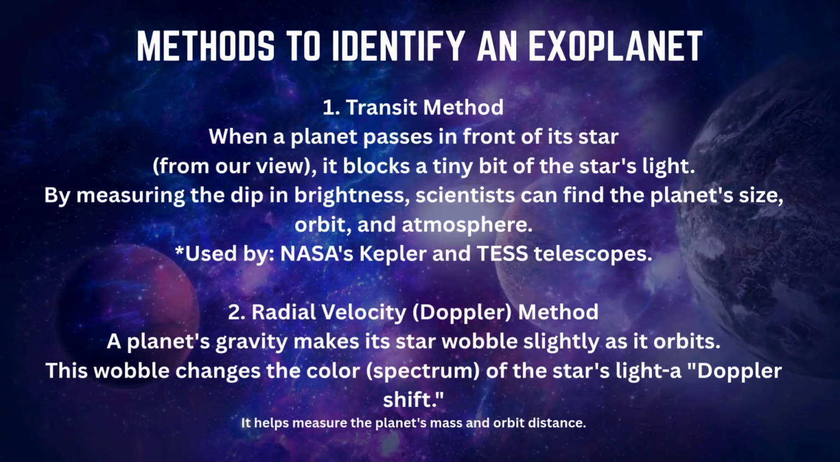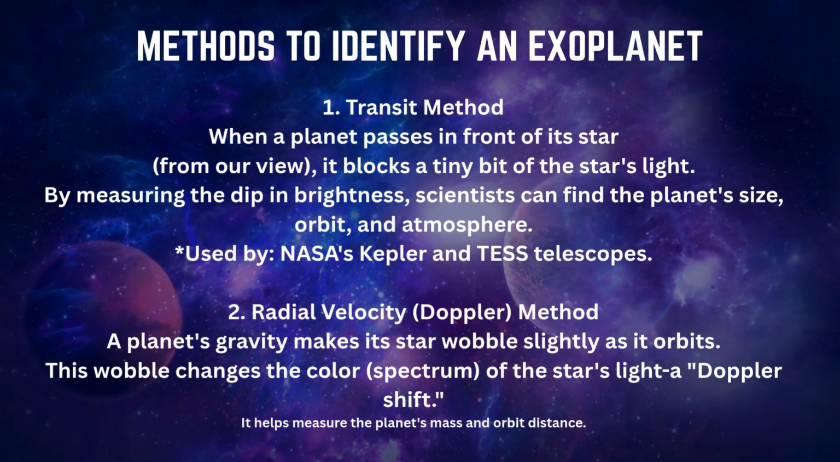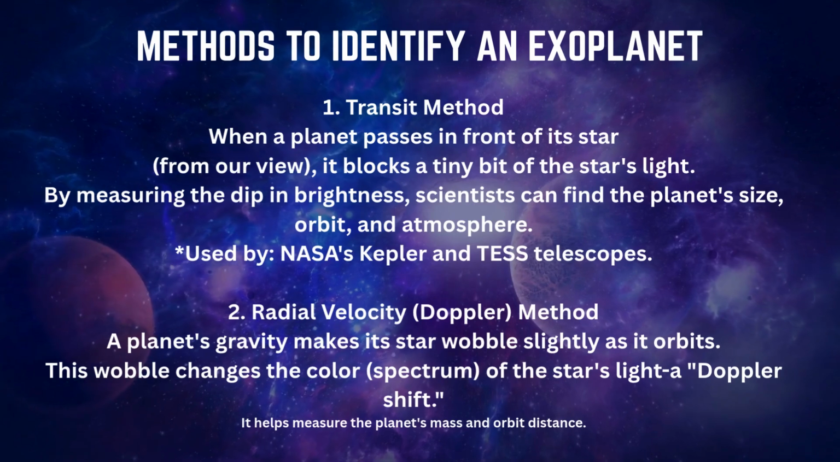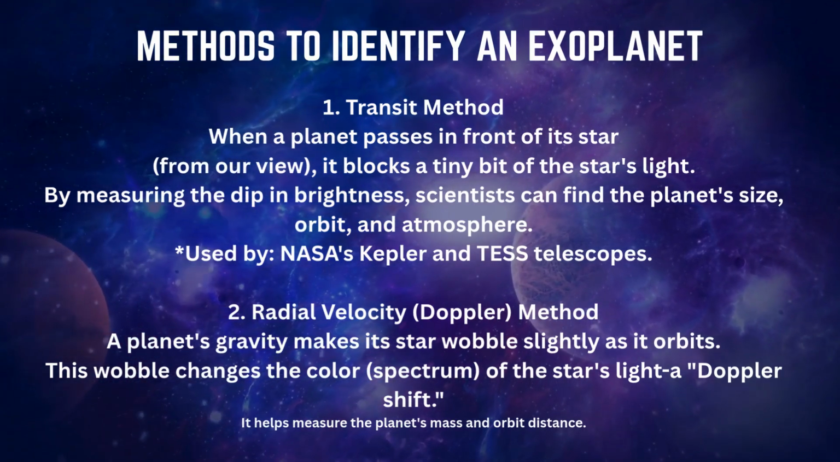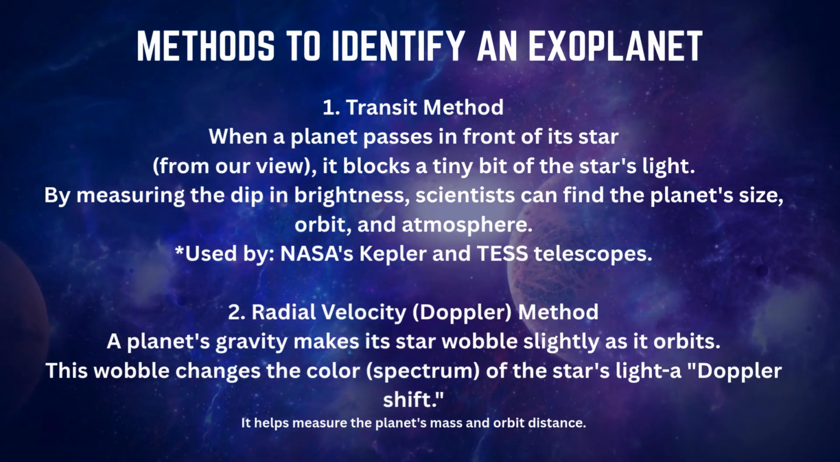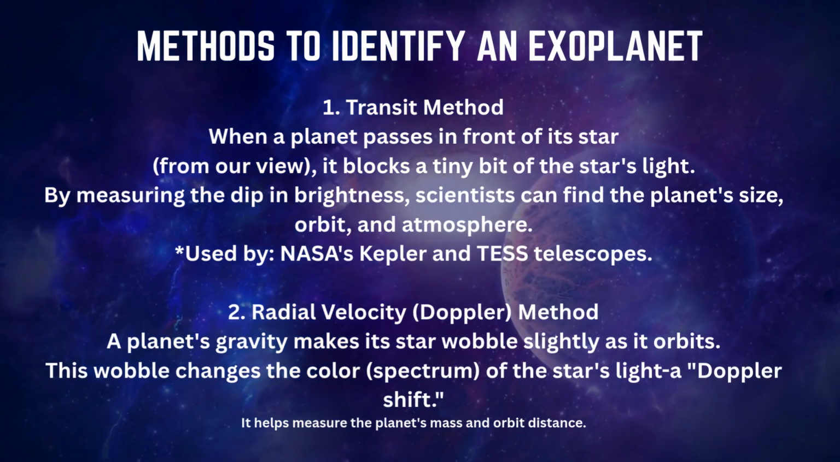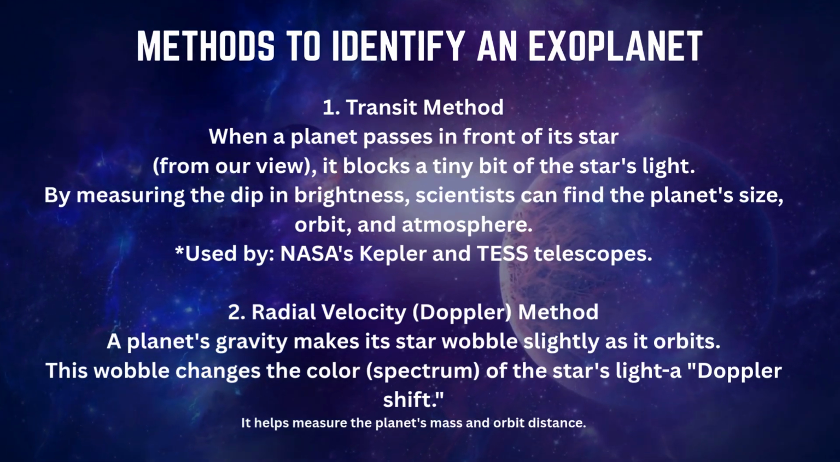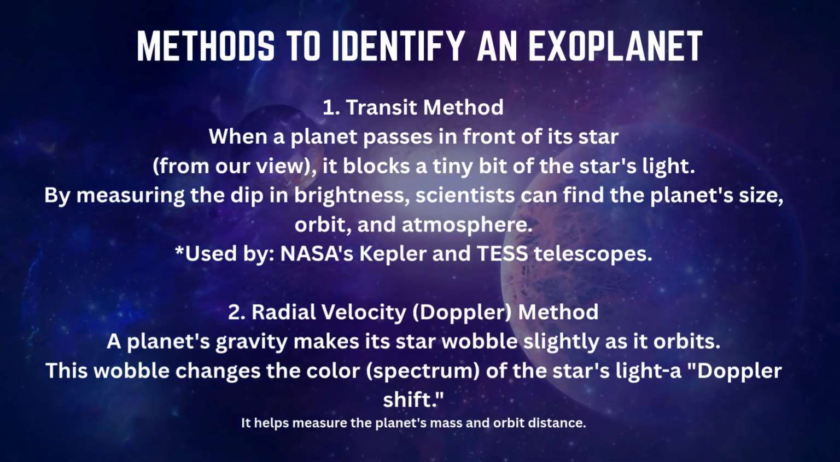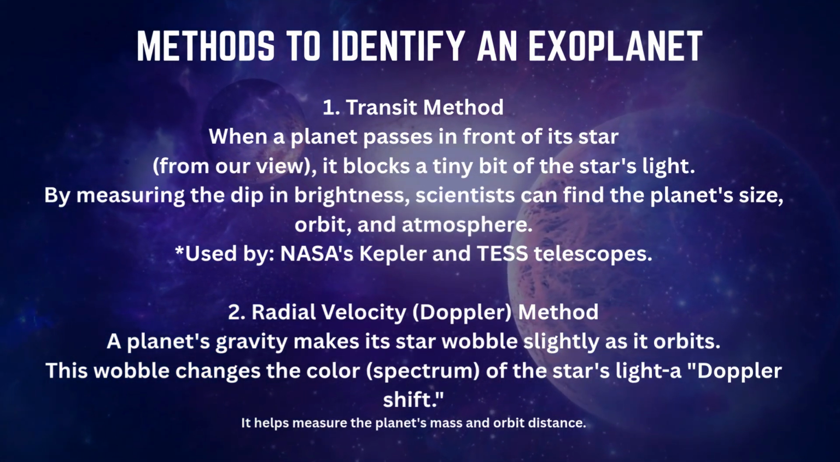Methods. 1. Transit method. When a planet passes in front of its star, from our view, it blocks a tiny bit of the star's light. By measuring the dip in brightness, scientists can find the planet's size, orbit, and atmosphere. Used by NASA's Kepler and TESS telescopes.